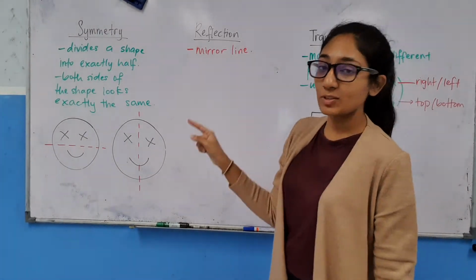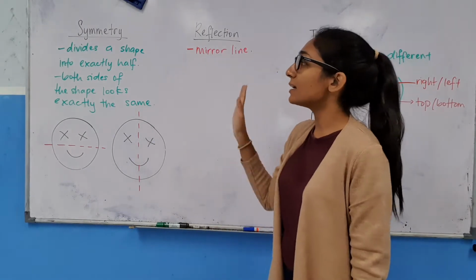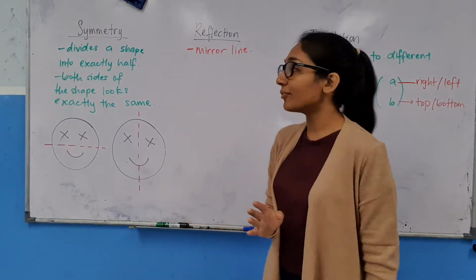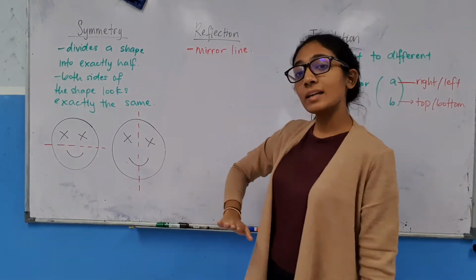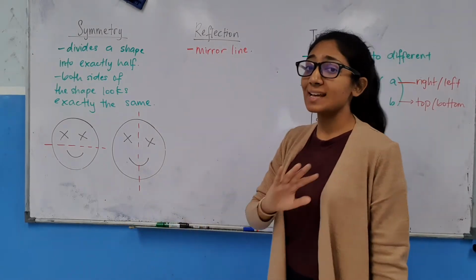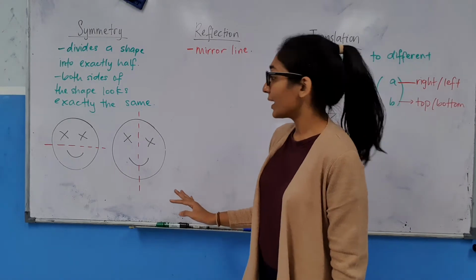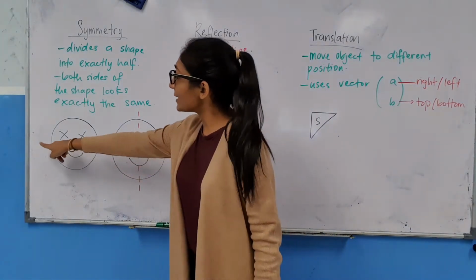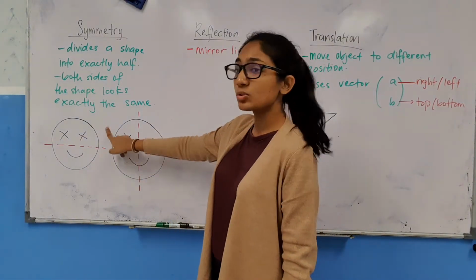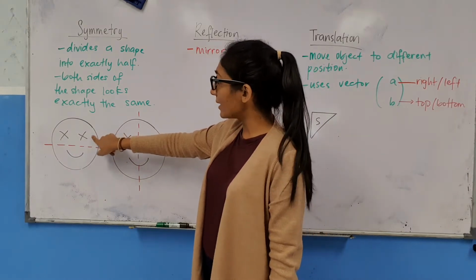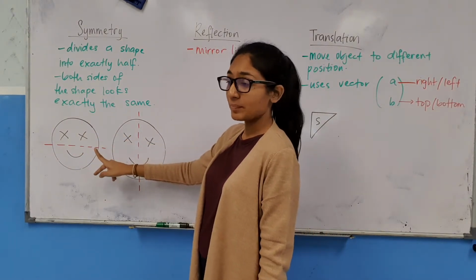First one, symmetry. Symmetry is when you divide a shape into exactly half. And once you divide it into half, both sides must look exactly the same. So let's take this smiley face for example, okay? Now this shape, if I divide it this way, both sides don't look the same because one has two eyes, one has a smile. They don't look the same, so cannot.